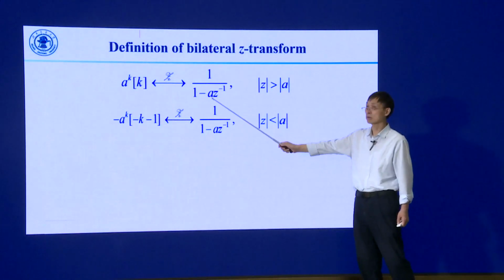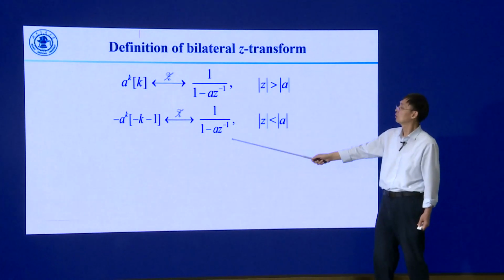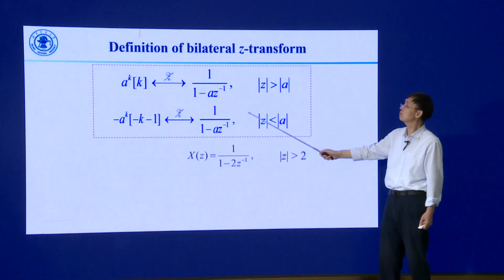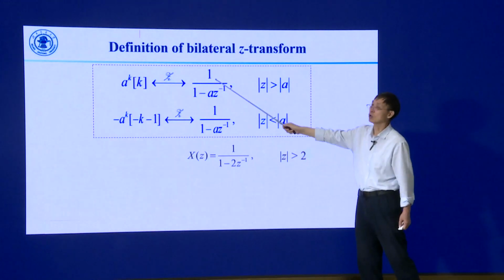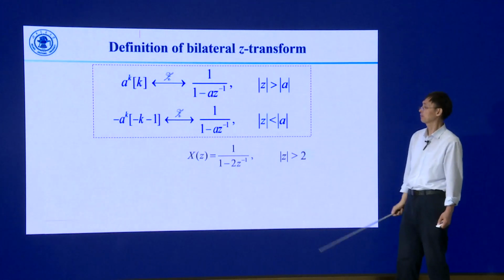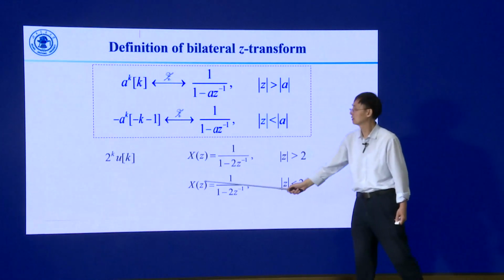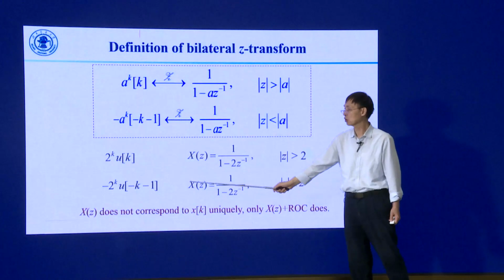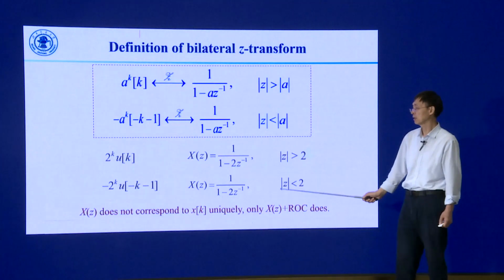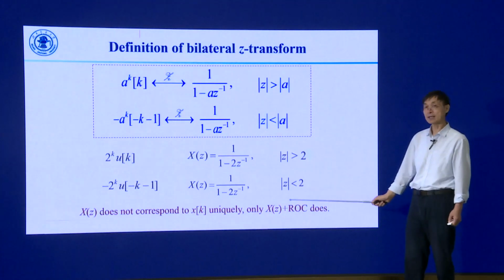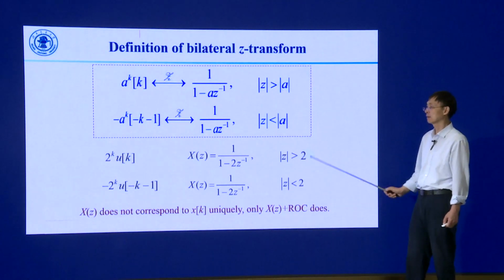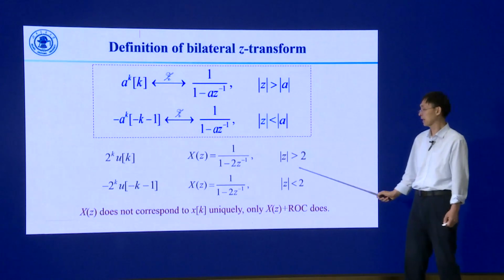According to the discussion, we have now these two different signals that have the same X of Z, but with different ROC. So we can know X of Z does not correspond to x of k uniquely. Only X of Z plus ROC can correspond to x of k uniquely.